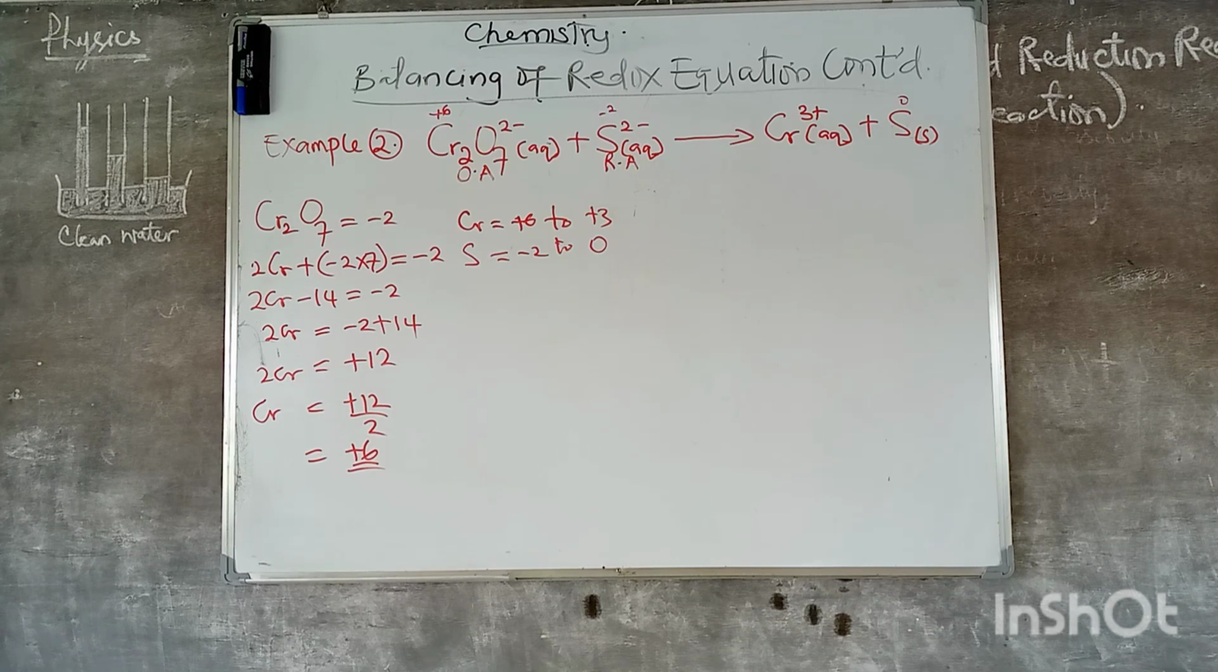The next step now is to represent the reducing agent in the oxidation half equation. Why? Because the reducing agent is that species that is oxidized. Why do we represent the oxidizing agent in the reduction half equation? Because the oxidizing agent is that one that is what? Reduced. Let us see how to represent them.